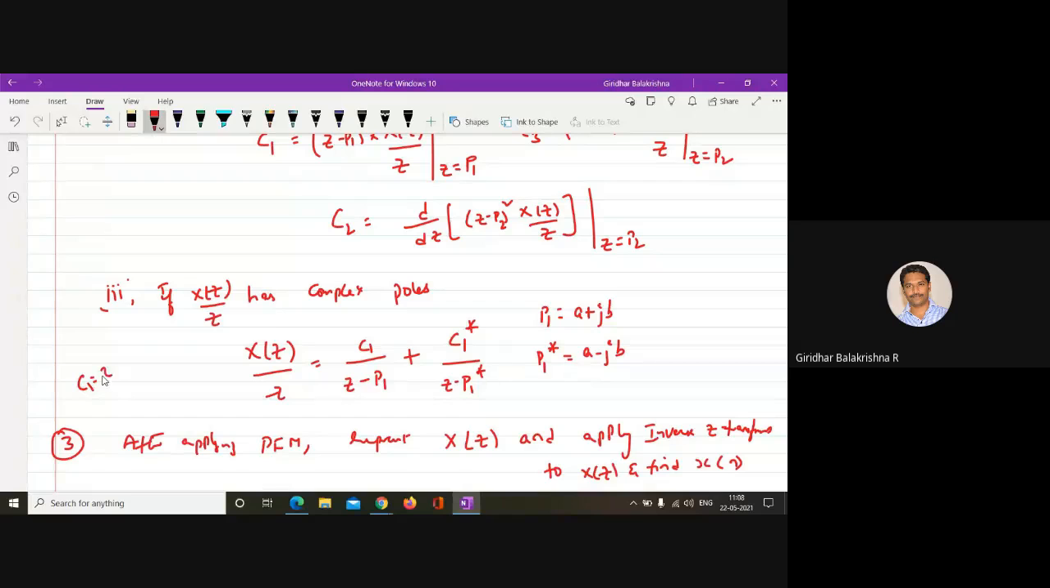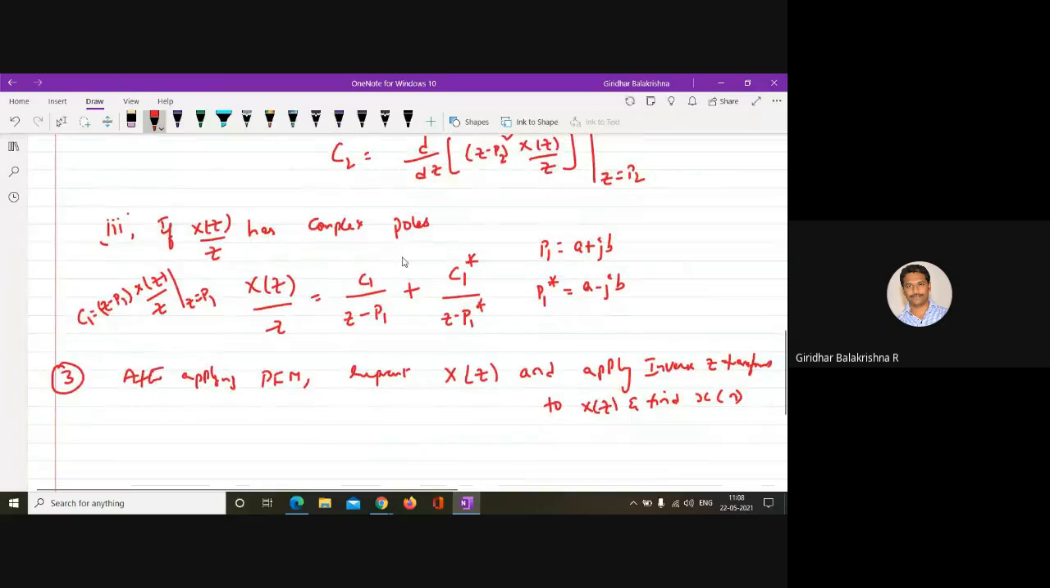C1 is equal to (z minus p1) into X(z) by z, at z equal to p1. By using the same formula, we'll calculate C1. If you know the value of C1, you can directly calculate its conjugate. So after applying partial fractions, that means after representing X(z) by z, you'll get X(z).